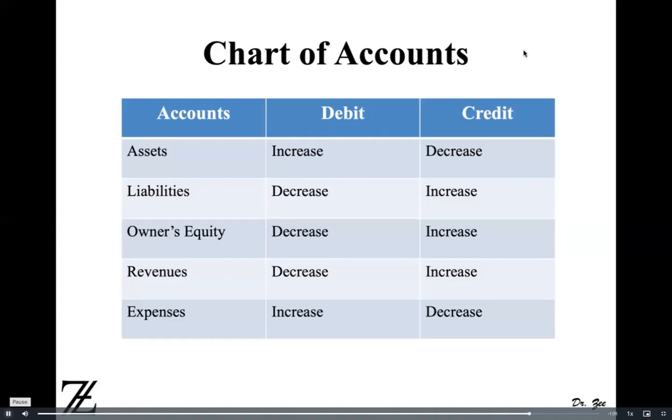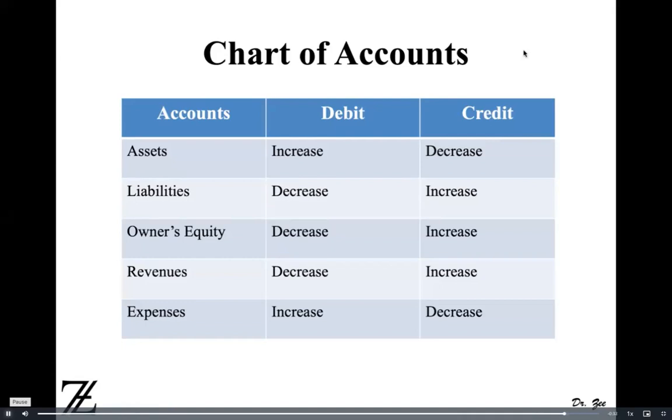Revenues work the same way as liabilities and owner's equity. When revenues increase, we credit. When revenues decrease, we debit. So if we make sales by providing service or by selling merchandise or anything that we are doing, if we generate revenues, then the revenues increase. And when the revenues increase, we are going to credit because they have a credit balance.